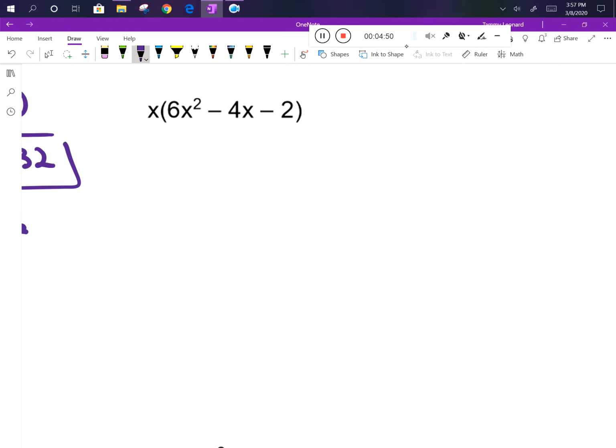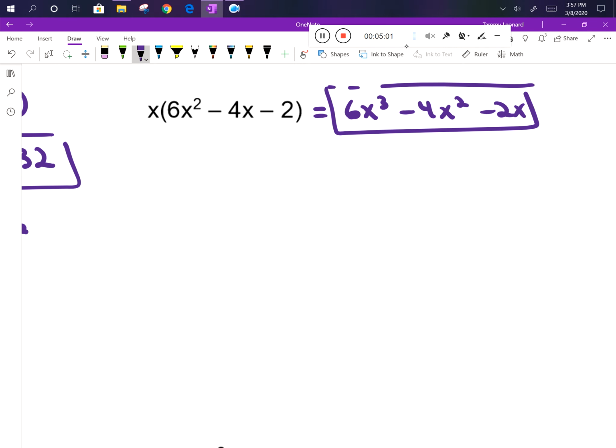This next problem is just a simple distribution. We're distributing x through the parentheses. So we have 6x cubed minus 4x squared minus 2x. It's in standard form, and this is a cubic trinomial.